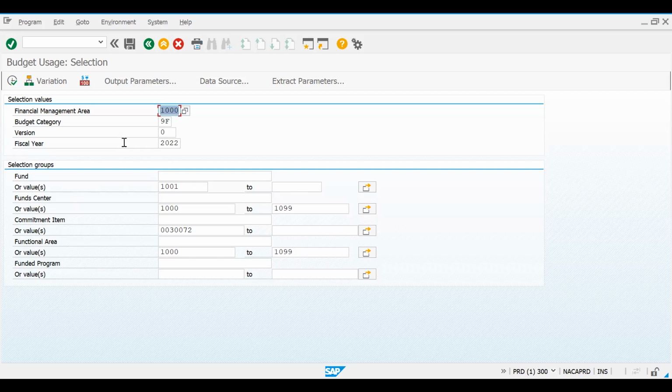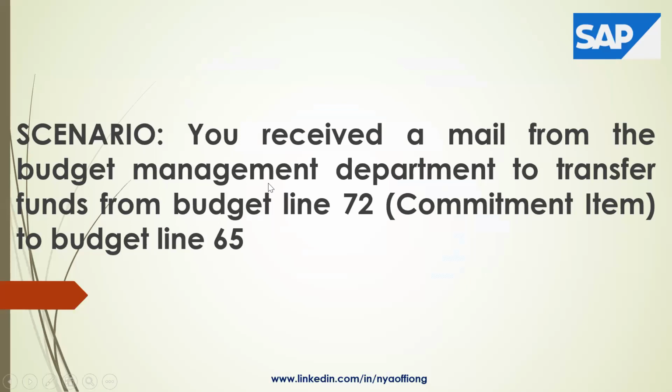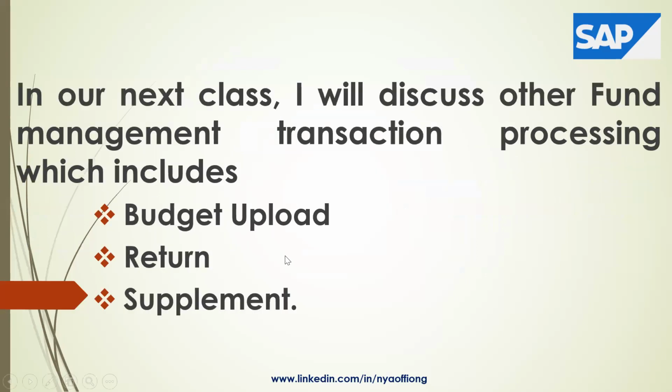So with this, you've successfully carried out the budget transfer process in fund management. So the scenario was for you to transfer from budget line 72 to budget line 65, and we've done that successfully. So in our next class, I will discuss other fund management transaction processing, which include budget upload, budget return, and supplement.